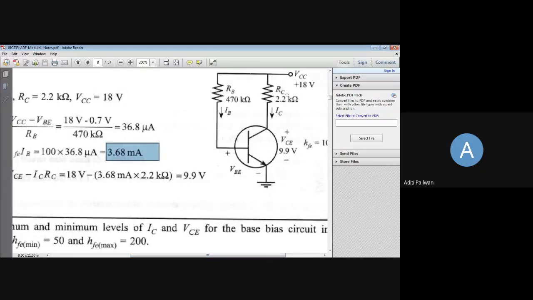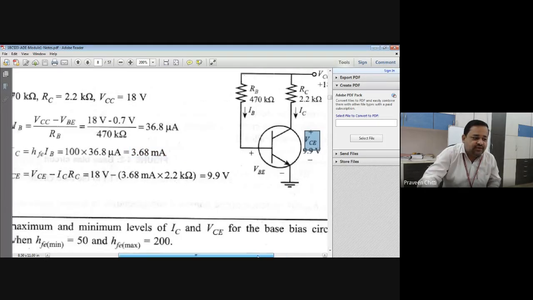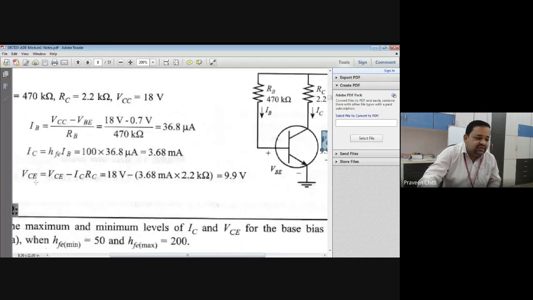VCC is equal to RC into IC plus VCE. So they are asked to compute what is VCE. So how do you get VCE from that? VCE equal to VCC. It is not VCE again. There is a printing mistake here. This should be VCC. VCE equal to VCC minus IC into RC.